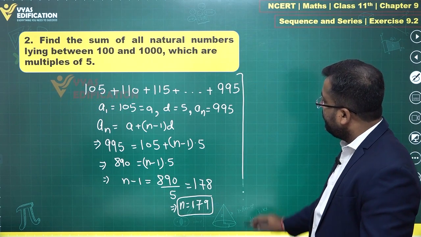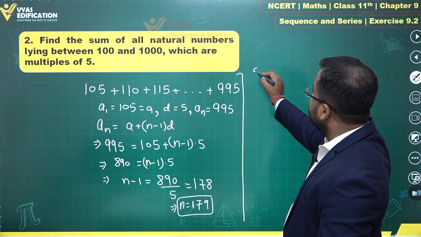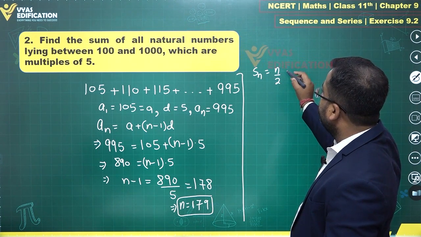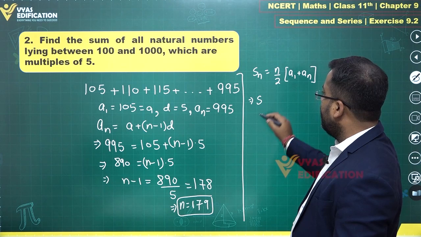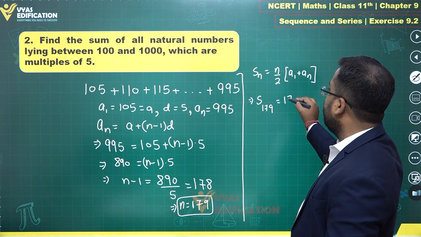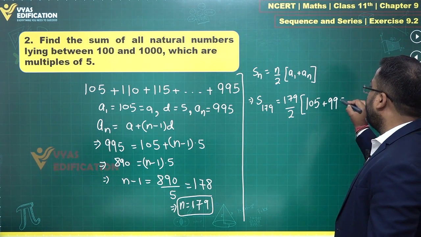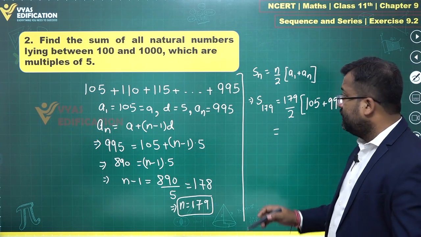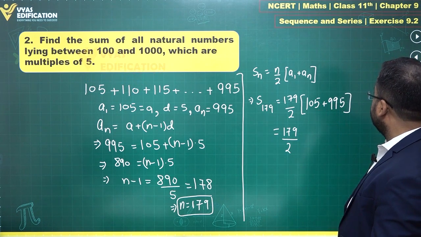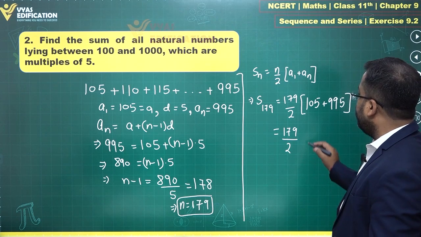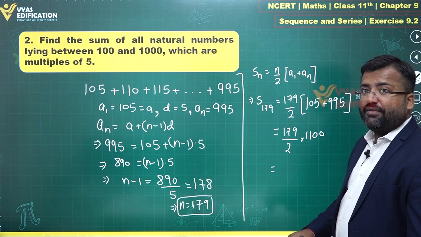Is that okay? Yes. N equals 179. Sum of all these natural numbers Sn will be equal to n by 2 times A1 plus An. This is first term plus last term, which gives me S179 will be equal to 179 by 2. The first term is 105 plus the last term is 995. What is the sum equal to? This is 179 upon 2, and this is 995 plus 5 will be 1000 plus 100 is 1100. This is what you have, right? Let's multiply these two and divide by 2 after that.